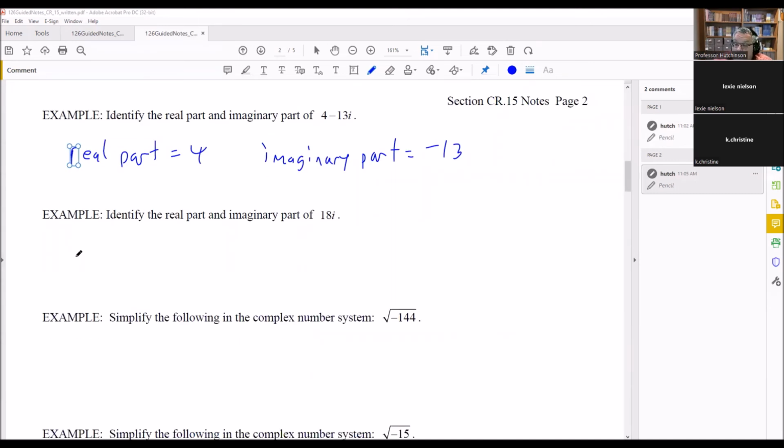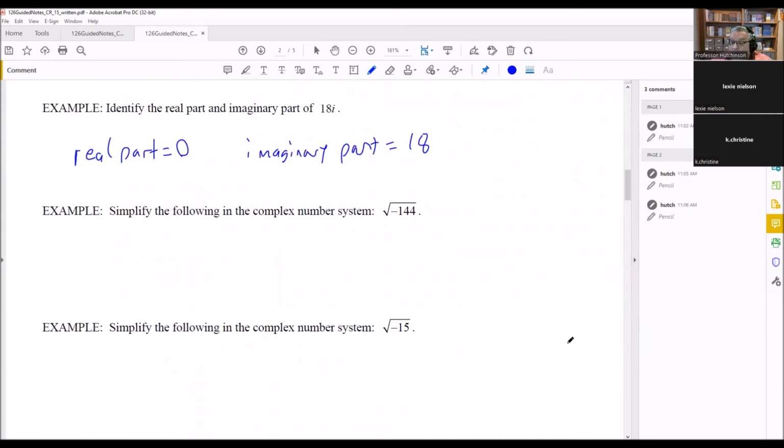If I do the real part for this next one, the real part's going to equal, now in this case, there's no number that comes in front. So the real part is going to be 0 because there is no number in front of there. But I can always write this as 0 plus 18i, so 0 is the real part there. The imaginary part equals 18. Okay, and that's how you would answer that question. All right.